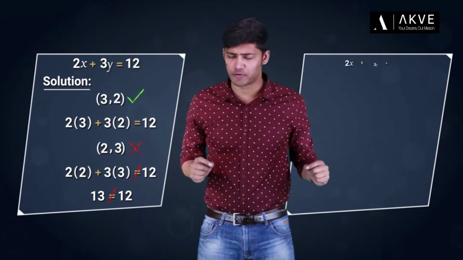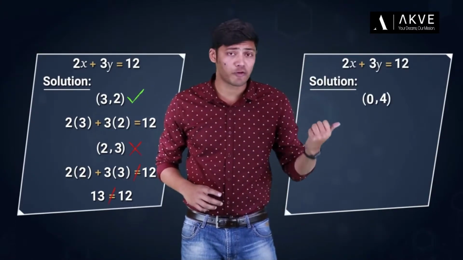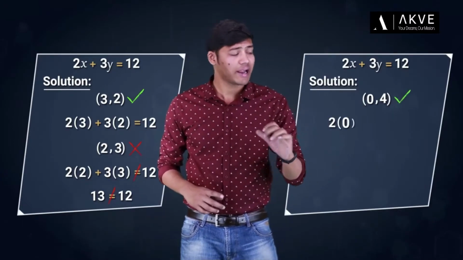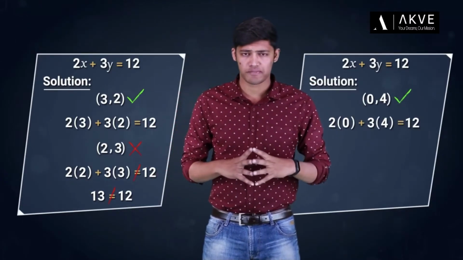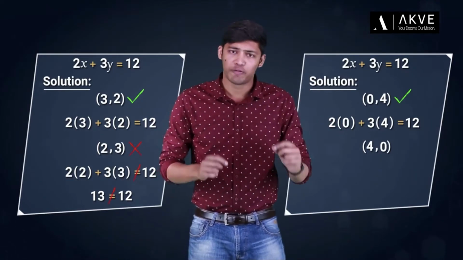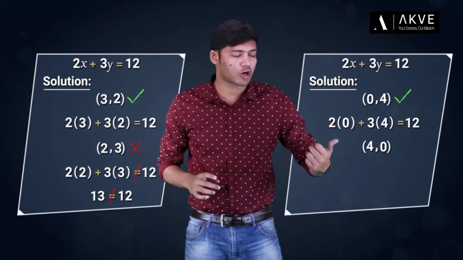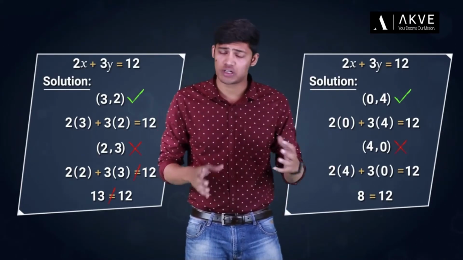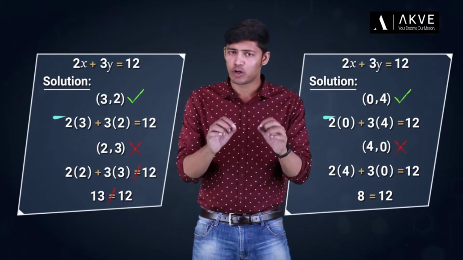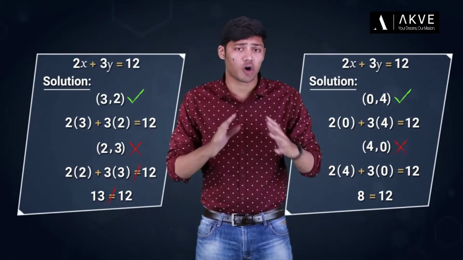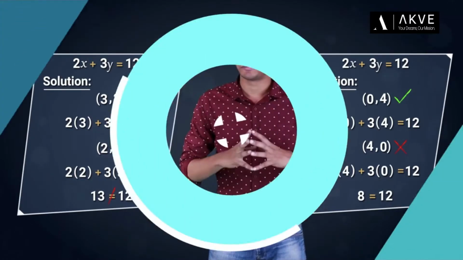Friends, if you observe carefully, the ordered pair (0, 4) is also a solution to this linear equation since it satisfies this linear equation. Again, if we change the order of the ordered pair, we will get a new ordered pair as (4, 0), and that will never satisfy this linear equation in two variables. So, from these two examples, we can understand the importance of not changing the order in the ordered pair.